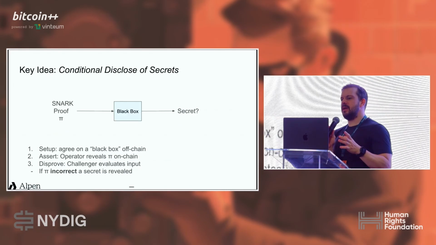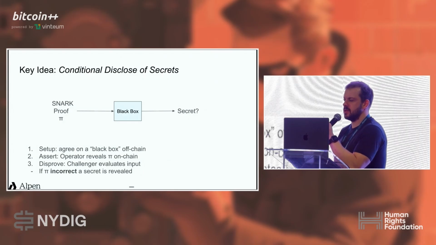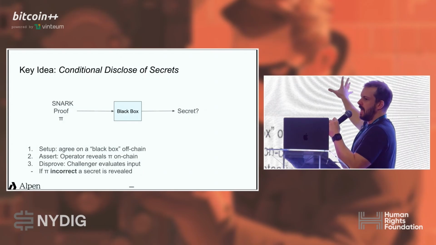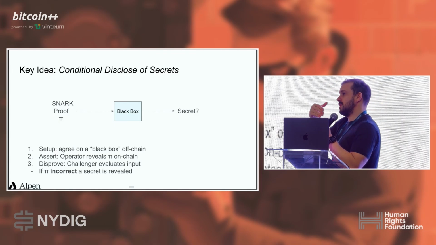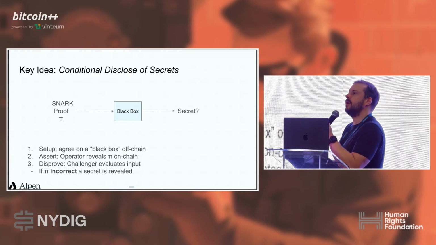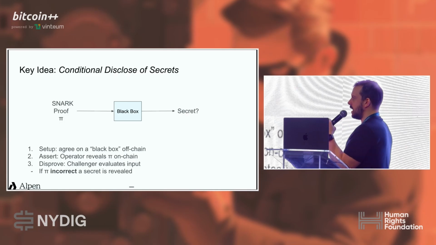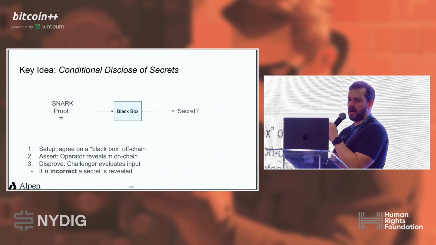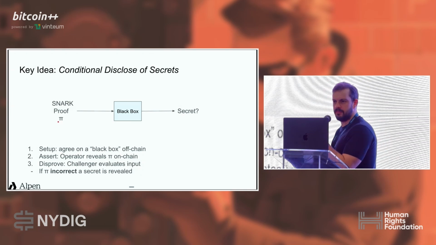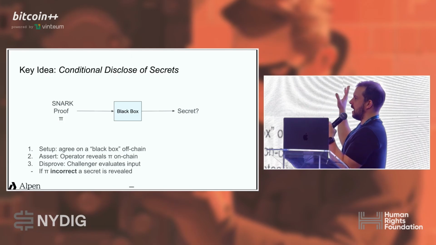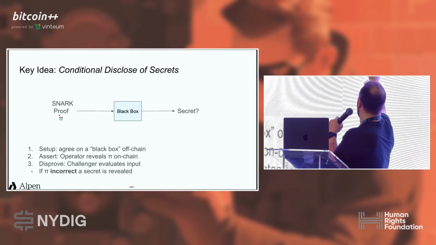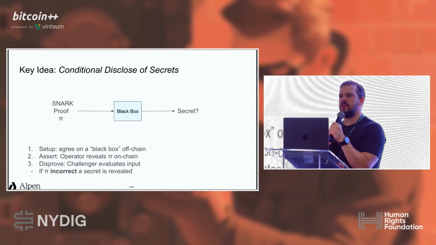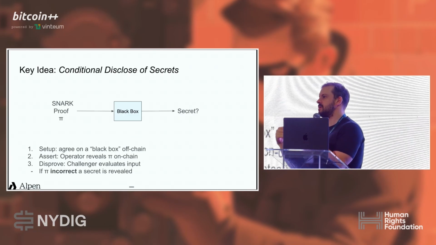So what is the key idea here? We have something called conditional disclosure of secrets. This means that I have a really nice black box that we know is a trustworthy black box. It will do what it's supposed to do. I give it a SNARK proof pi. This is the proof that I did a bunch of verified computation, and if I feed a false proof to the black box, I leak a secret. And this secret is used to slash my collateral on-chain in an optimistic protocol.